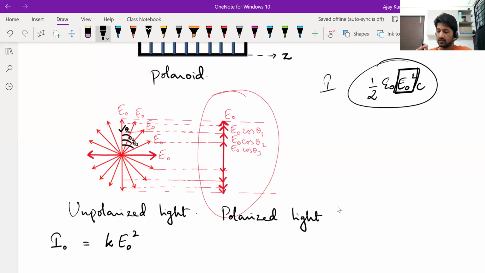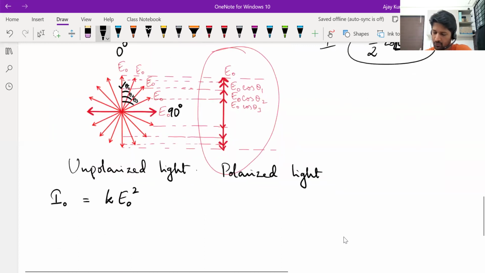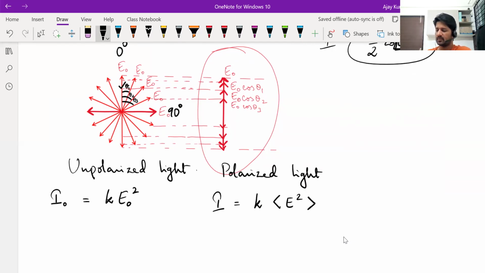That is for the unpolarized light. Once it gets polarized, all waves don't have the same strength of electric field now. One wave has E naught, the next wave has E naught cos theta 1, the next has E naught cos theta 2, and so on. And theta varies from 0 degrees to 90 degrees. So if you want the intensity of polarized light, the light that comes out of the polaroid, you have to take K multiplied with the average value of the square of the amplitude of the electric field. Different waves have electric fields making different angles with the y-axis. So the electric field in the y direction, we can generalize as E cos theta. For one wave it is E naught cos theta 1, for another wave it is E naught cos theta 2, and so on. So we'll treat theta as a variable.